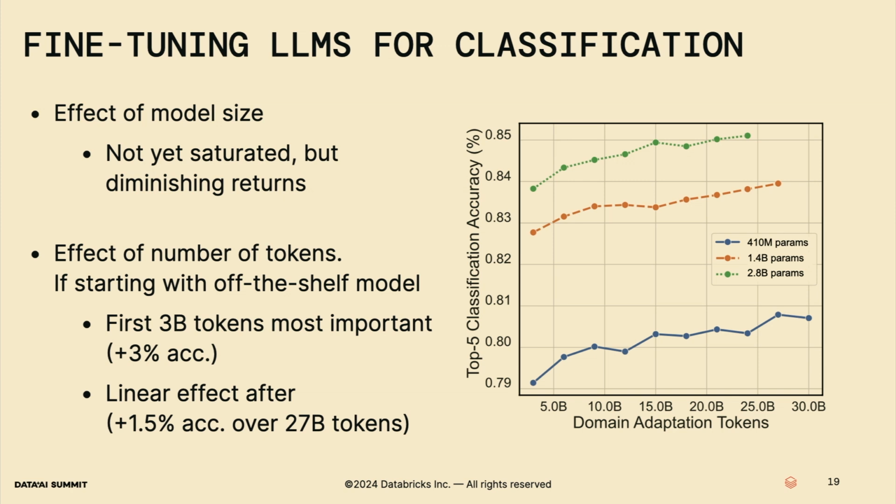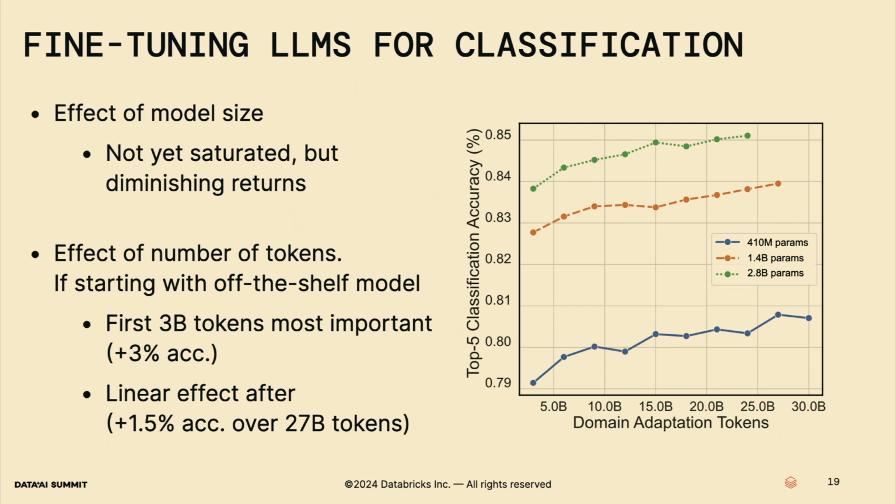Some of these runs I cut off early just due to increased training time. But if you look on the y-axis, this is our classification accuracy. So you see an effective model size there. The blue line is a 400 million parameter model. So that's roughly BERT-sized. Next up is 1.4 billion parameters, and up from there is 2.8 billion.